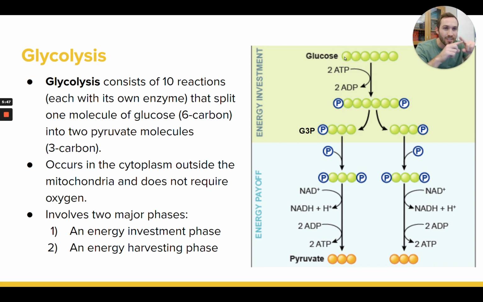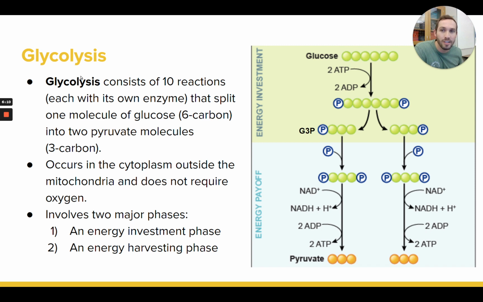And also glucose isn't linear. It's like a ring structure, but we're just going to keep track of the carbons. We're starting with 6 carbons in glucose. And ultimately what's going to happen during glycolysis is we're basically going to split glucose into 2 smaller molecules called pyruvate. Pyruvate is a 3-carbon molecule, as represented by these dots here. And we're going to end up with 2 of them at the end of glycolysis.